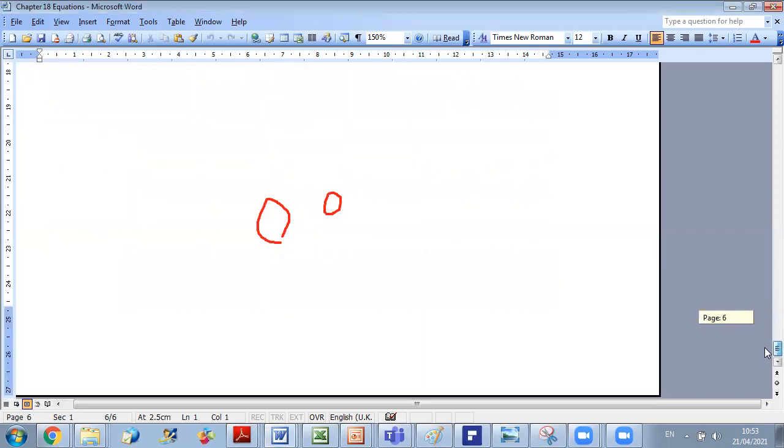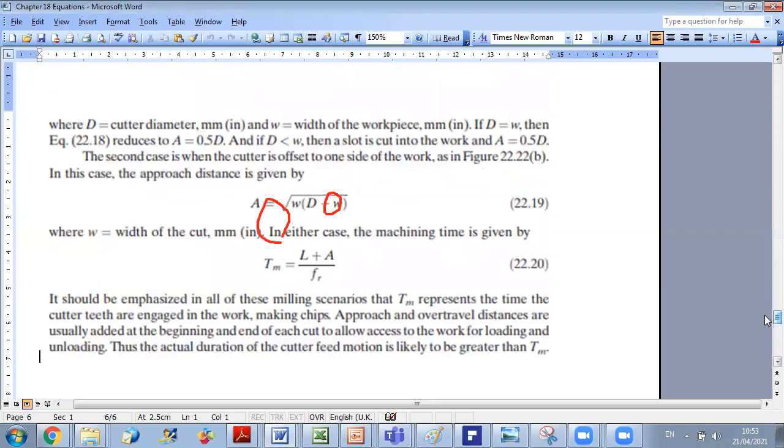Any question on this? So these are the main relations of chapter 18. Next time we will do some problems together on chapter 18. Okay? Any question before we start?